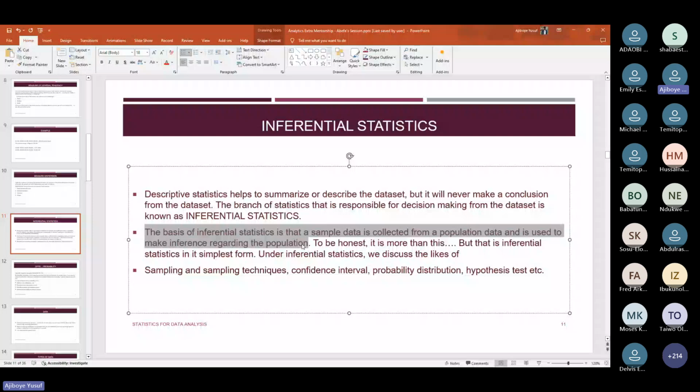So to be honest, it is more than this, but that is inferential statistics in its simpler form. How you can use a small sample data to make inference on a large population data. The goal of inferential statistics is that you take a very small sample, but that small sample is very powerful to make inference on a population. Now, under inferential statistics, we have things like sampling and sampling techniques, confidence interval, probability distribution, hypothesis test. Now, all of these are more of statistical techniques.